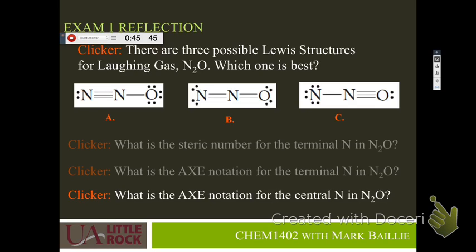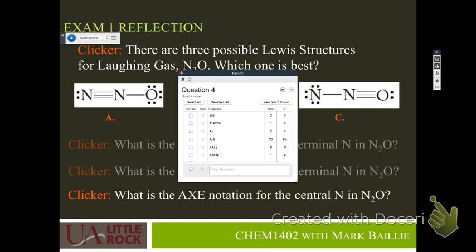I hear from a new voice. What did you answer for the AXE notation for that central nitrogen in structure A? Yeah, Mohan? AX2. Why'd you decide AX2? Because it has 2 bonding domains. Great. No lone pairs, so I didn't include E. Great. So we have one bonding domain on the left, that's a triple bond. One on the right, that's a single bond, AX2, that's it. You don't have to include the E because there are no lone pairs.